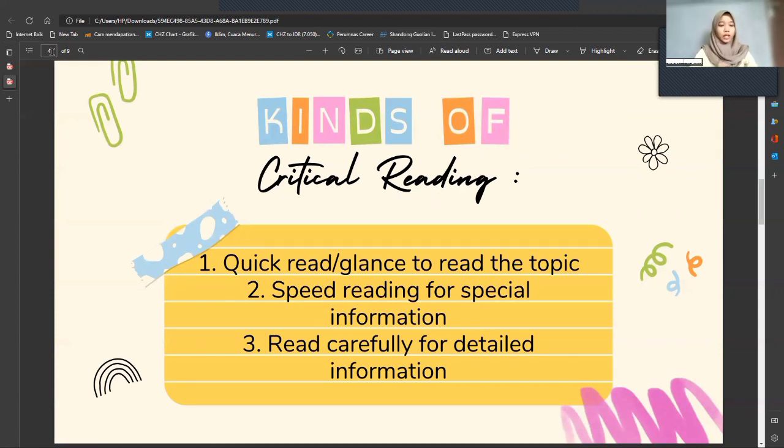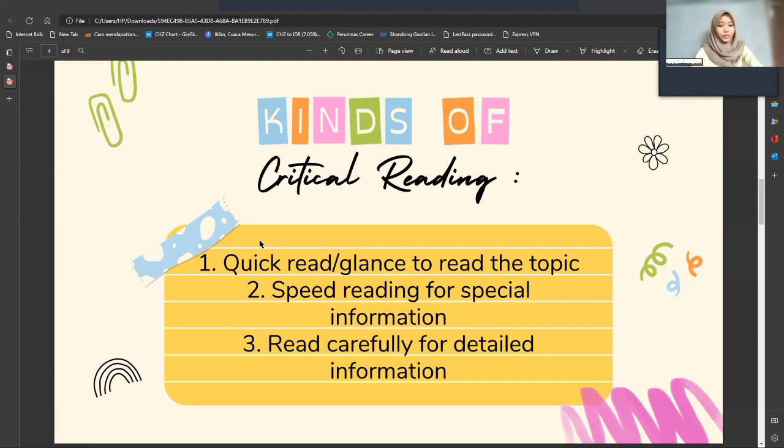Sometimes we read not to look for detailed information. We just want to know in general what is discussed in the writings we read. In this case, we need to focus attention on certain parts. We can read the writing quickly or at a glance from beginning to end. From this speed reading activity, we get an idea about the topic of the writing we are reading.